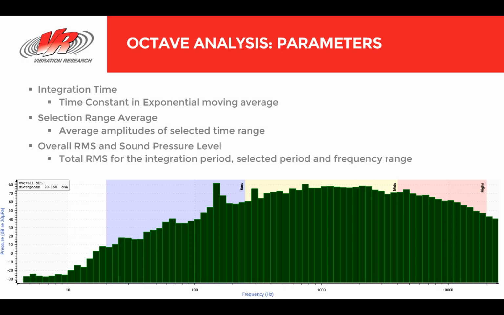So when we are looking at sound measurements, we will automatically convert this to SPL. But normal acceleration, other type measurements are going to be just overall RMS. The total RMS for the integration period or frequency range is what is going to be displayed. And you can see that in the graph below on the left-hand side. This particular sound measurement, because it is a pressure measurement, has a dBA of 90.15.